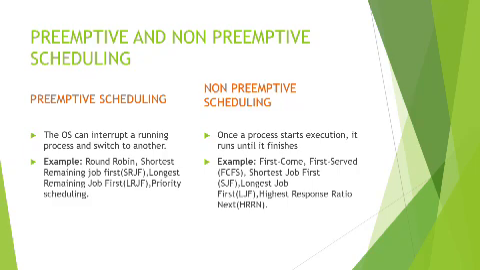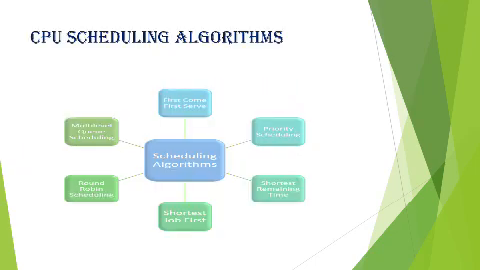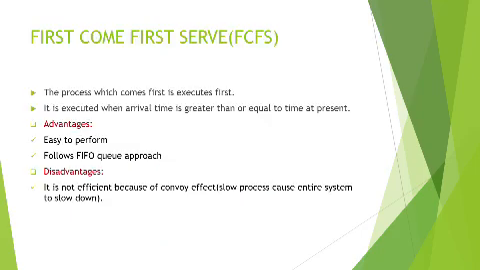Examples of preemptive scheduling are round robin, shortest remaining job first, longest remaining job first, and priority scheduling. Examples of non-preemptive scheduling are first come first serve, shortest job first, longest job first, and highest response ratio next. So let's see the steps to find this scheduling. These are the various scheduling algorithms, and let's see a brief description of each.